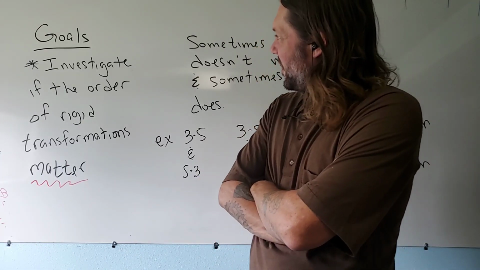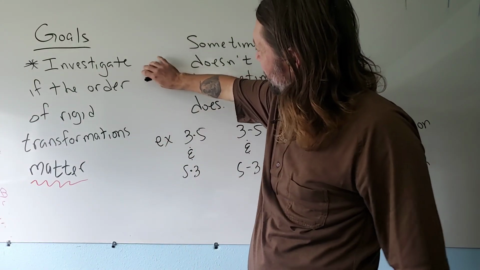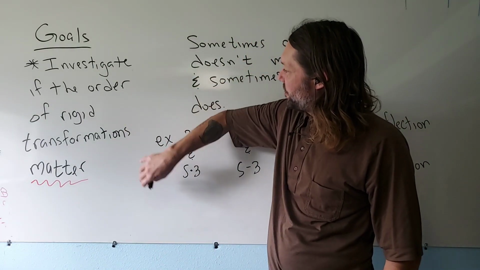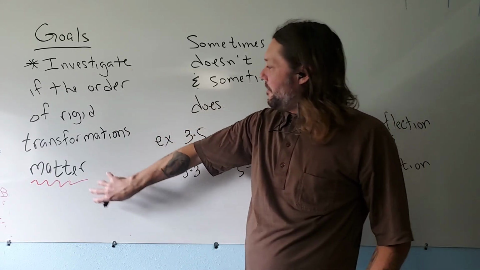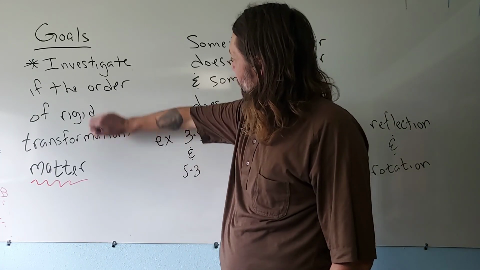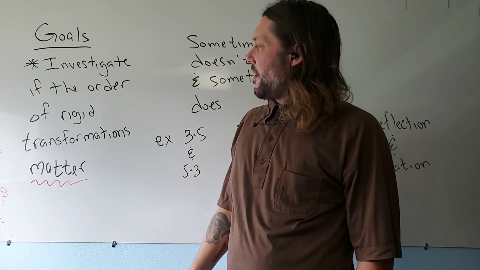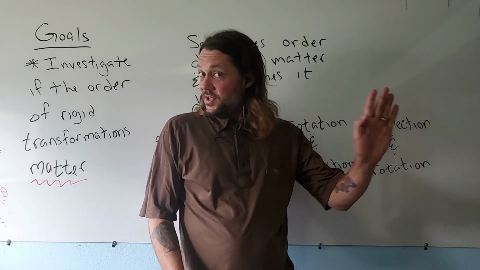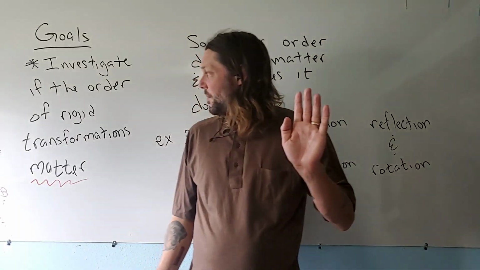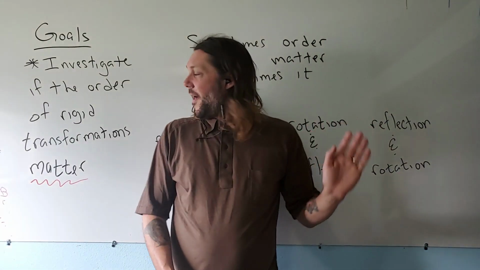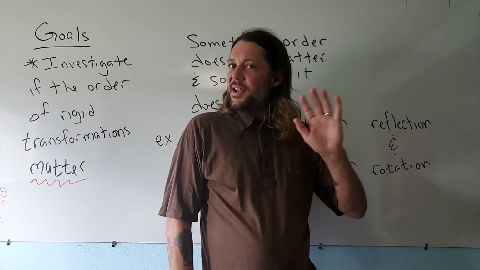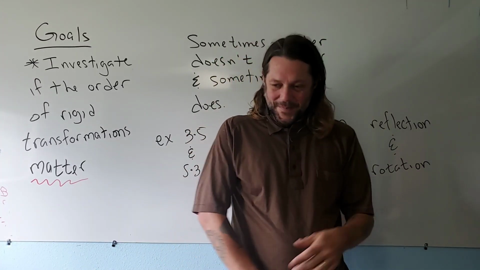Our lesson today, the goal is we're going to investigate if the order of rigid transformations, plural, matter. Let me just remind you what rigid transformations are. A rigid transformation is a translation, which is a slide. It's a rotation, which is a spin. And it's a reflection, which is a flip. So we're going to investigate if the order in which we're doing these matters.